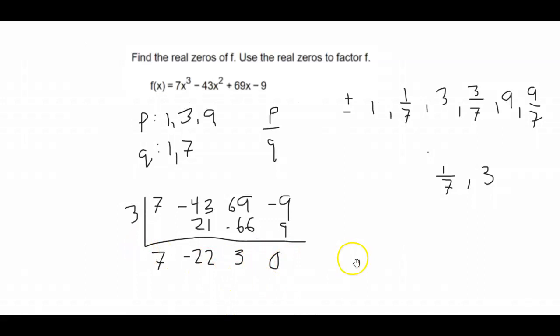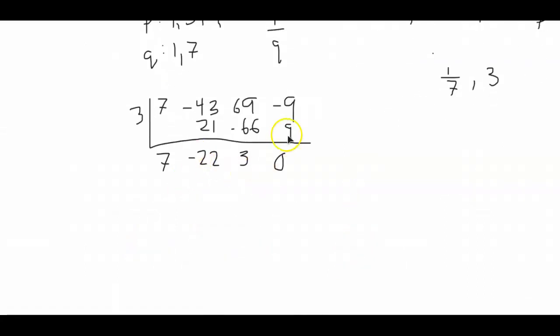So that there is one of my roots, which is 3. And remember, this polynomial is 1 degree less than the previous one. So the previous one is a 3rd degree. So this is a 2nd degree polynomial, or these are the coefficients of the 2nd degree polynomial, which would be 7x squared minus 22x plus 3.